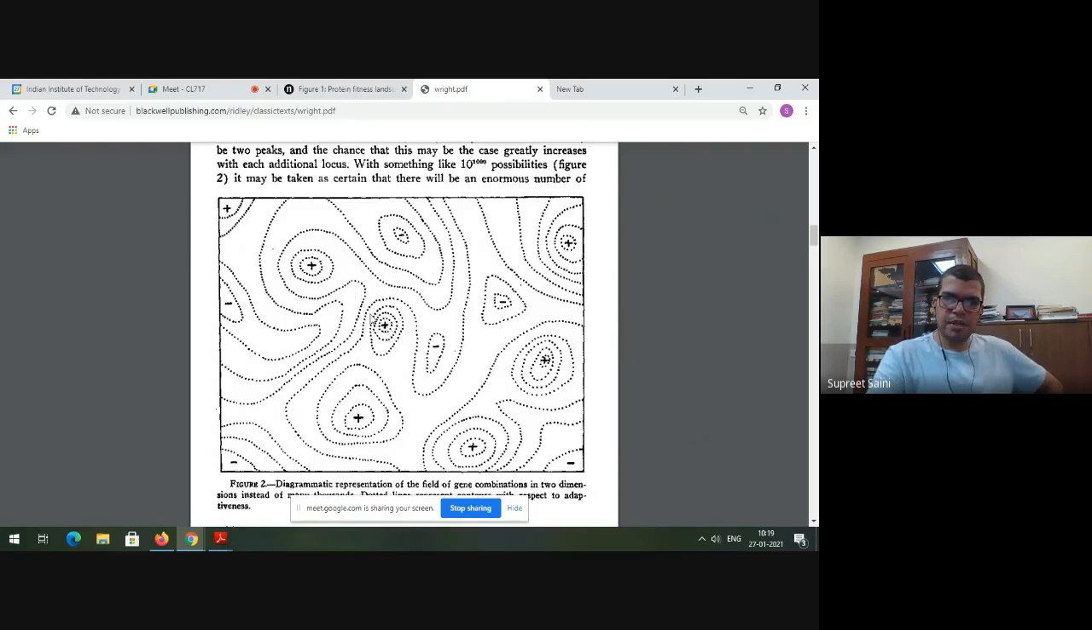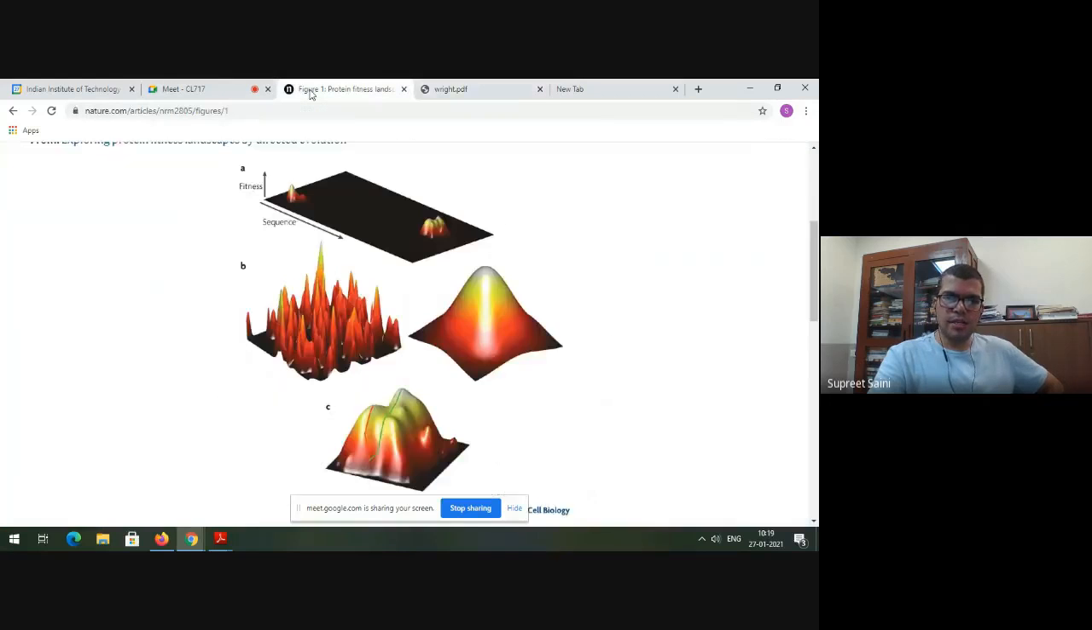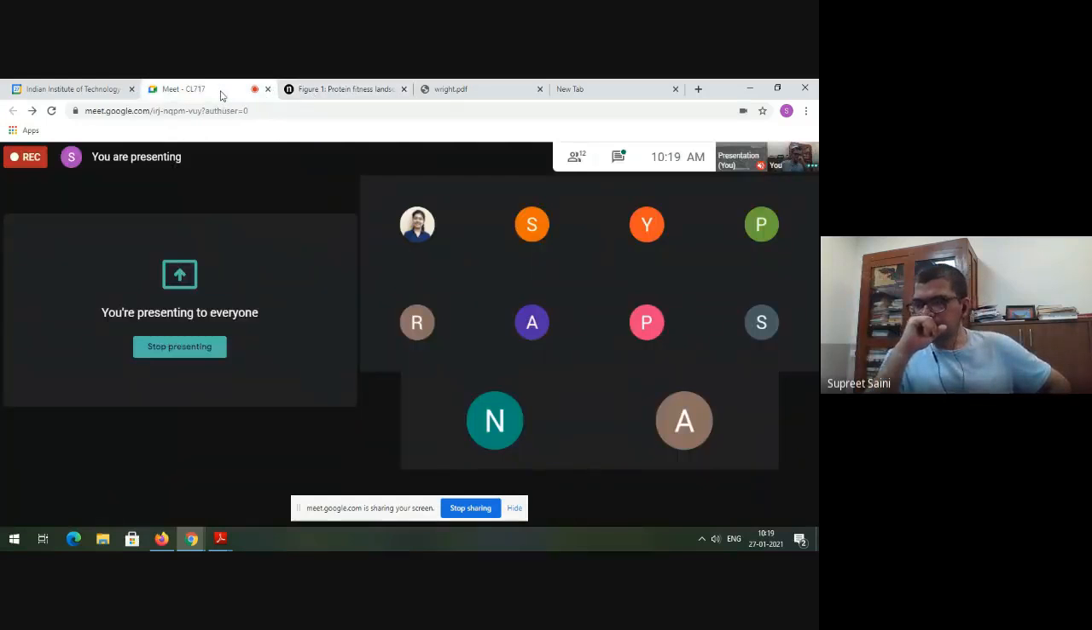So these two are peaks which are separated by a valley. I mean, the negative is a really deep valley. There is another peak, there is another peak, and these peaks are separated by these valleys. And to Wright, the question of evolution was the following. He was convinced that the fitness landscape structures are multi-peaked.